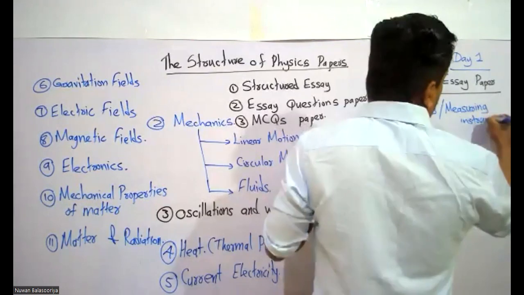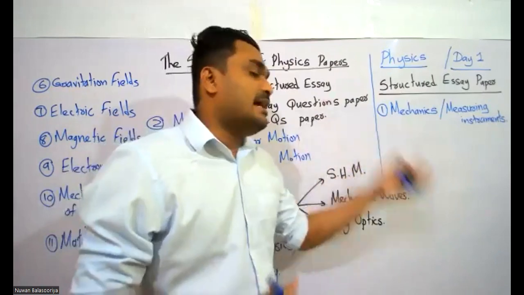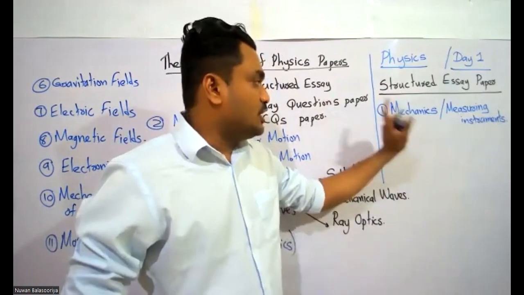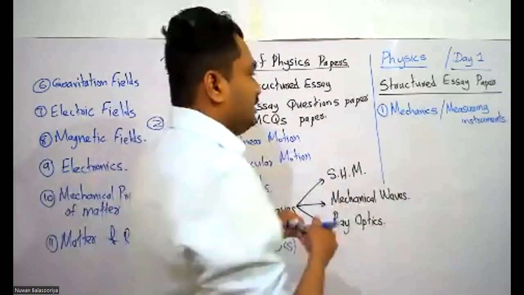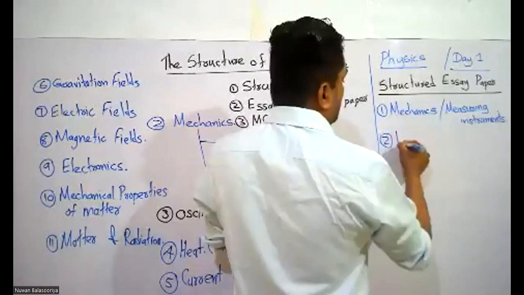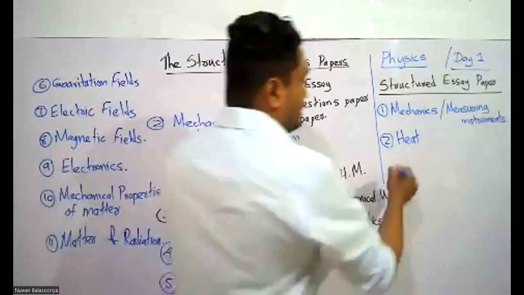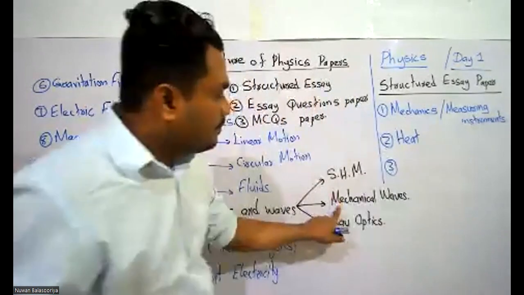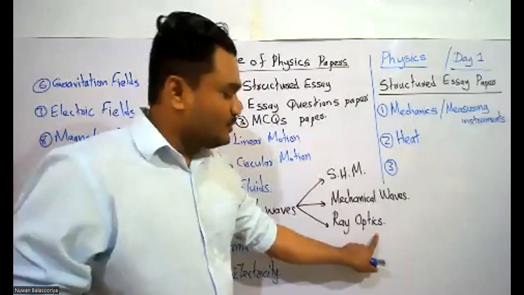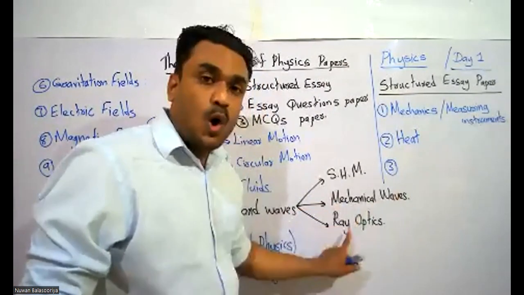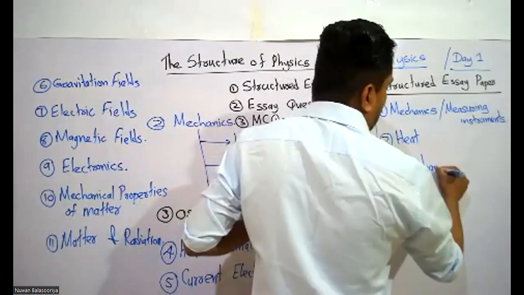Measuring instruments. Rarely they will give you the first structured essay question from measuring instruments. But in more than 99% of past paper questions, the first structured essay question is given from mechanics. The second structured essay question is given from heat, thermal physics. The third structured essay question is given from mechanical waves or ray optics, not from both. Mechanical waves or ray optics.